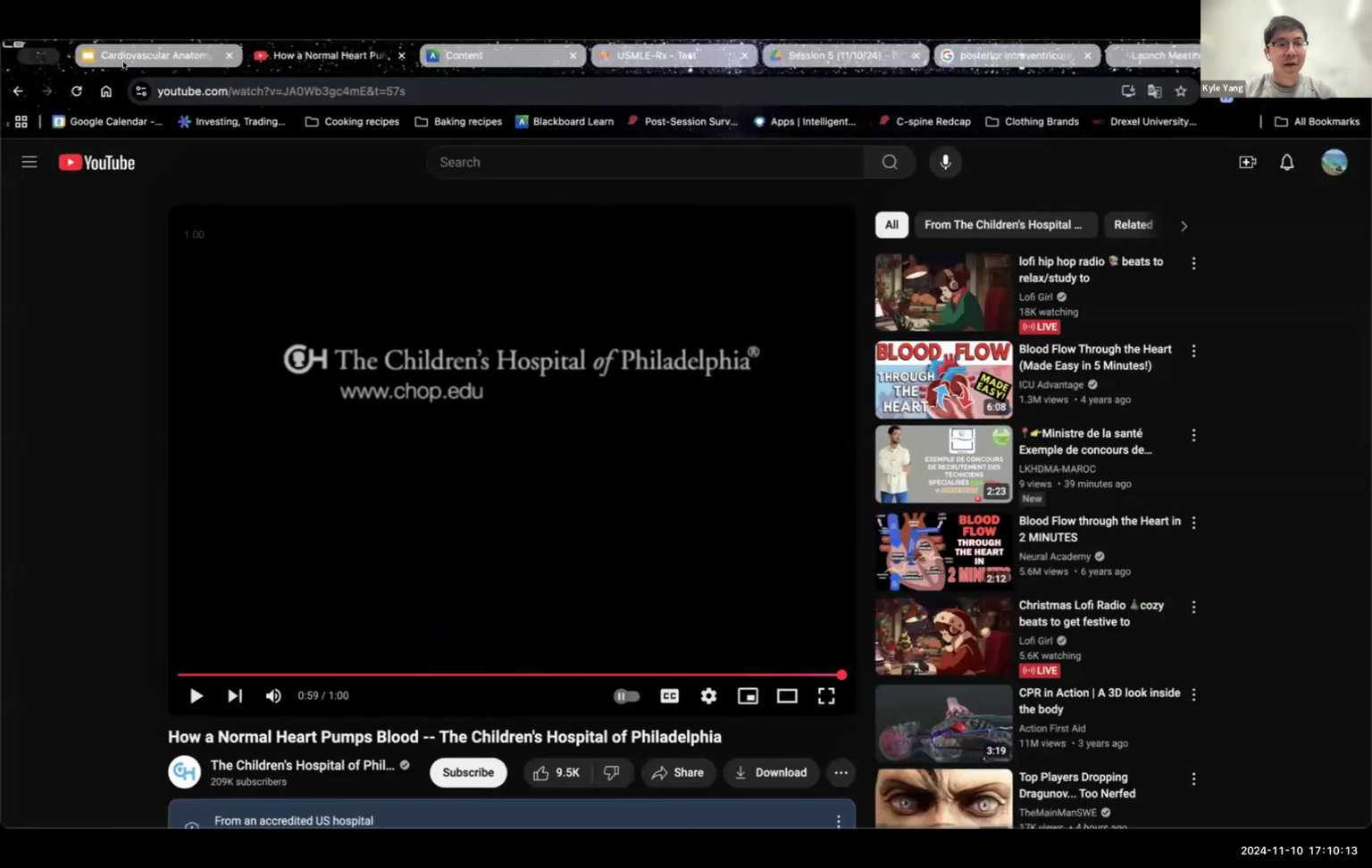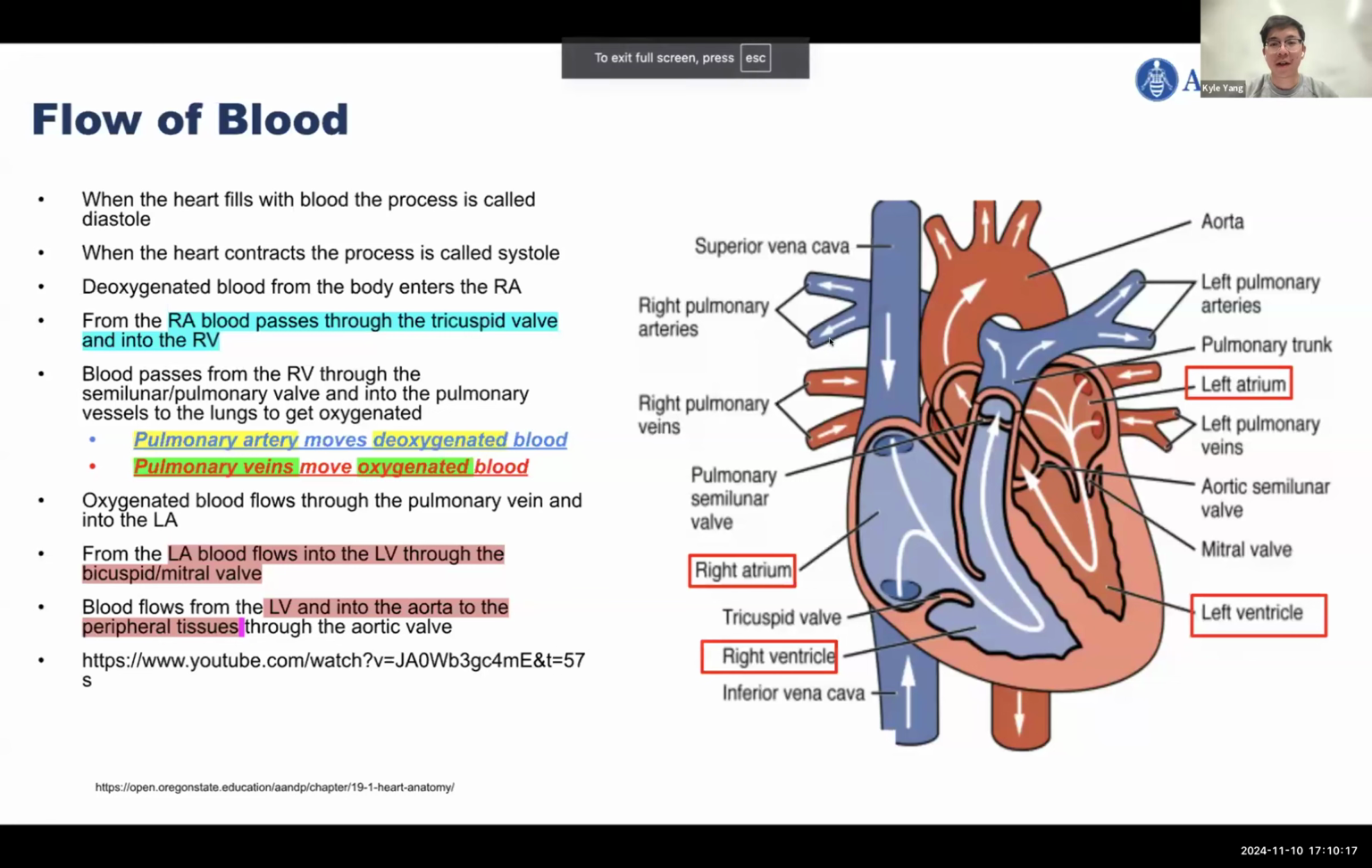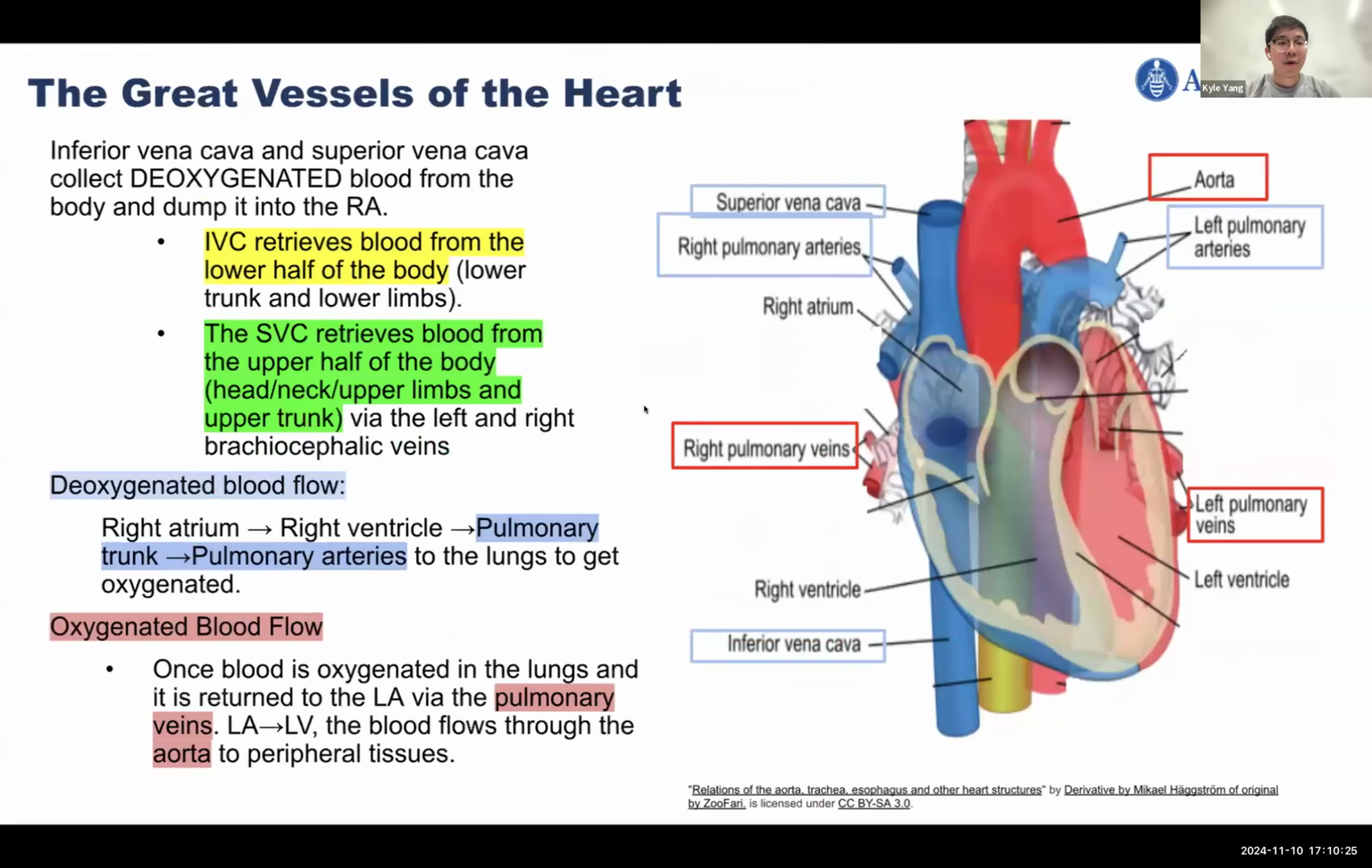Okay. And I hope that really helped to provide a sort of live visual for what happens when blood is being pumped throughout the heart. Okay, next we want to move on to the great vessels of the heart.